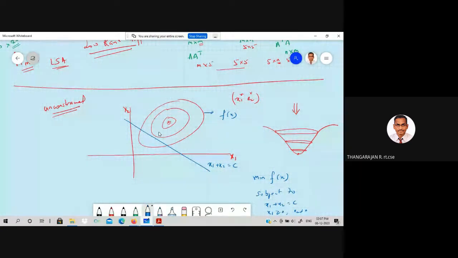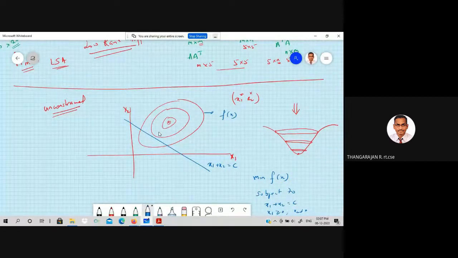Now what does that mean? Which is your minima point? This is no longer your solution. Of course, this is a minima, but it is not lying on this line. Our constraint is that x1 and x2 can take values which are only on this line. So in that case, which are the two points? The two points are this and this.